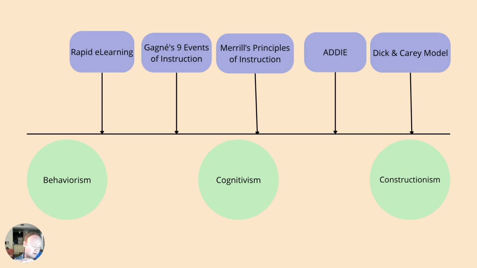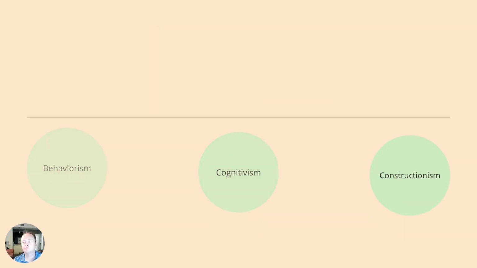The ADDIE model is talking about building blocks, and at the end of the day, we also want to apply it to the real world. That kind of sits in between. And finally, the Dick and Carey model. I believe that's pure constructionism. We're building upon prior knowledge.